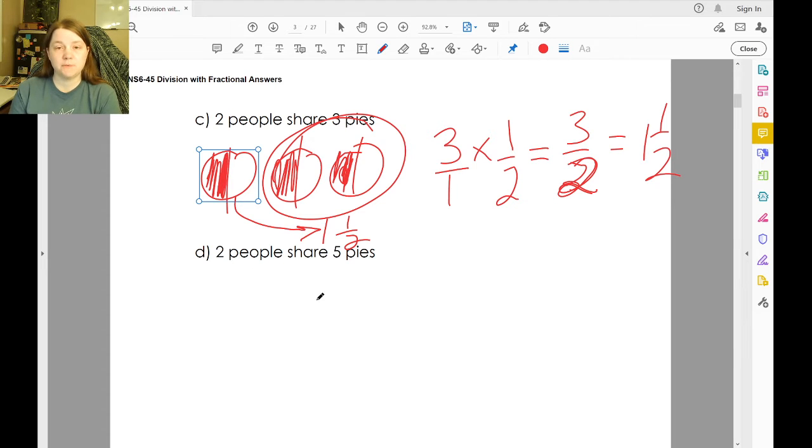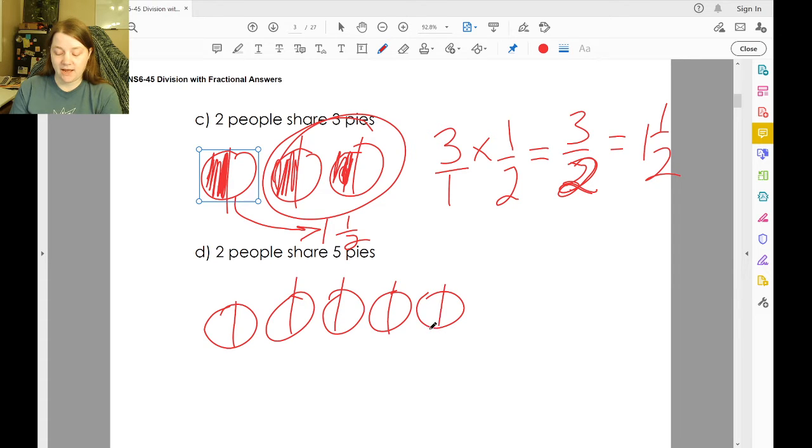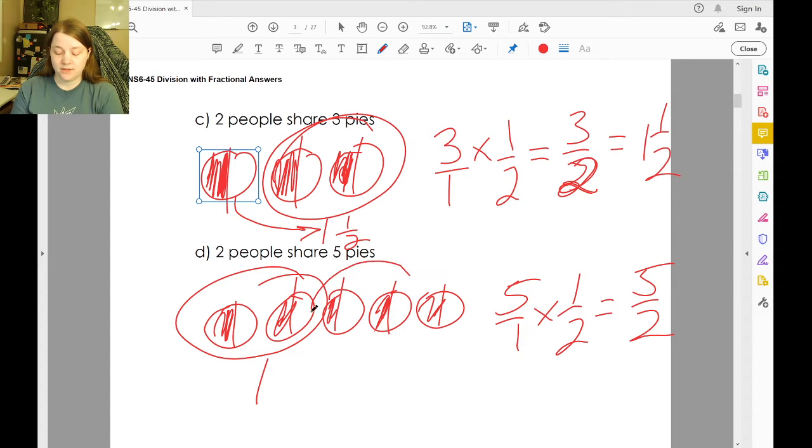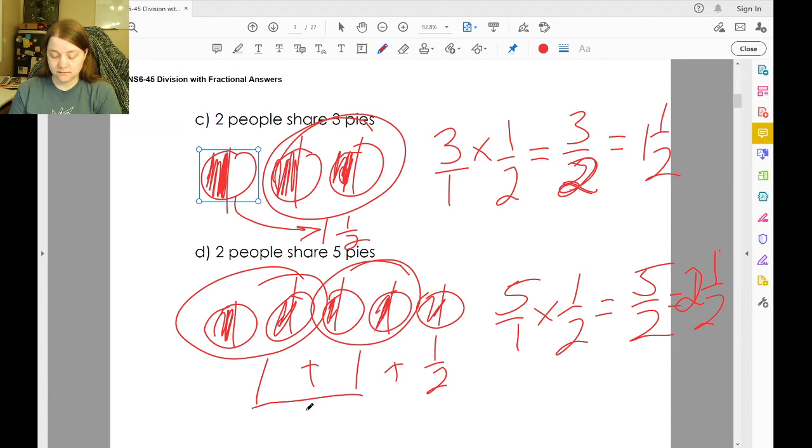We can also look at 2 people sharing 5 pies. 1, 2, 3, 4, 5. Again, we're splitting them in halves, which means there are 5 pies, and I'm getting half of each. Put 5 over 1. 5 times 1 is 5. 1 times 2 is 2. These two make one whole together. These two make one whole together, and there's a half here. When I add up 1 plus 1 plus half, I'm going to end up with 2 and 1/2.